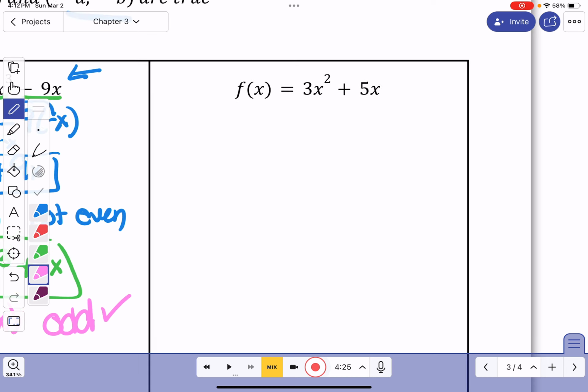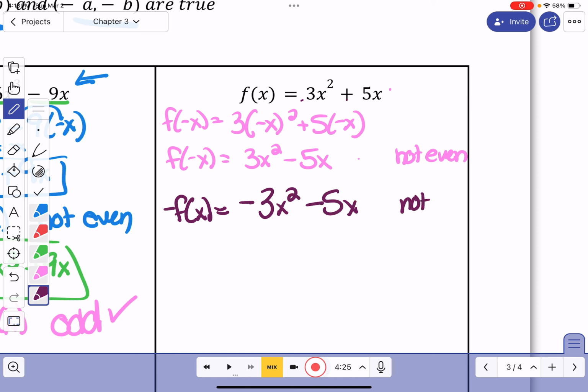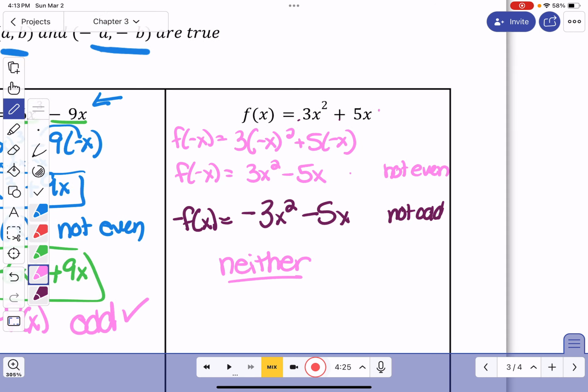Let's look at one more. We'll start with our even. So 3 times (-x) squared plus 5 times (-x) gives us 3x squared minus 5x. Those are not the same, so it's not even, because one has a plus and one has a minus. If I do negative f of x, I make this positive and I make this negative. But it's also not odd, because one of these is positive and one of these is negative. So this one's neither odd nor even.